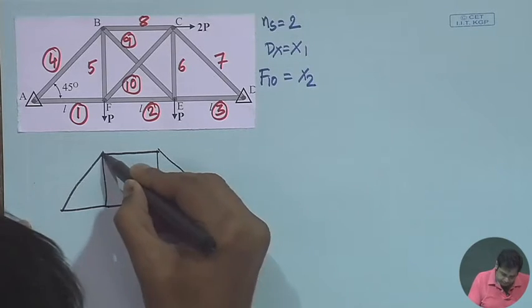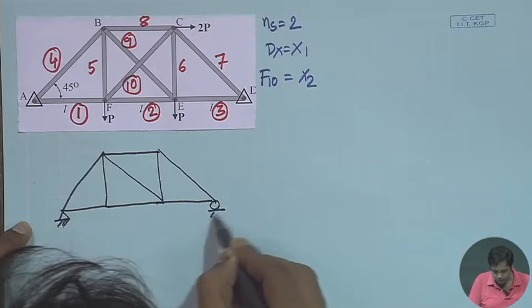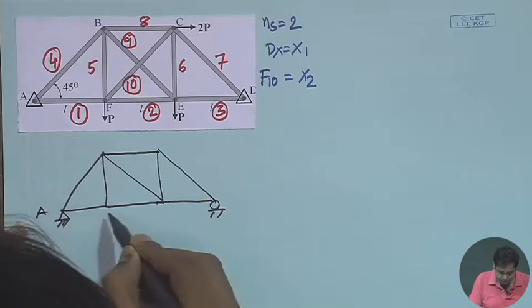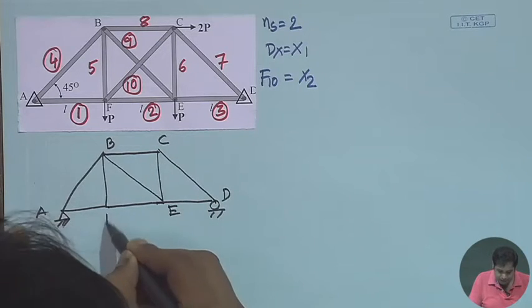and then it is a roller support, a hinge support here, a roller support here. So, this becomes A, B, C, D, E and F.